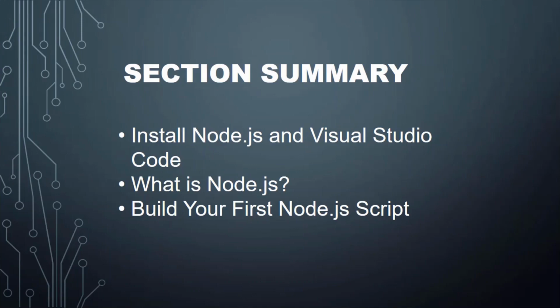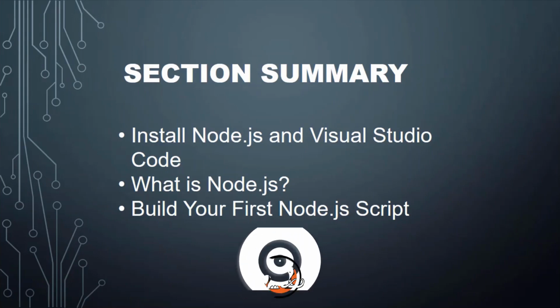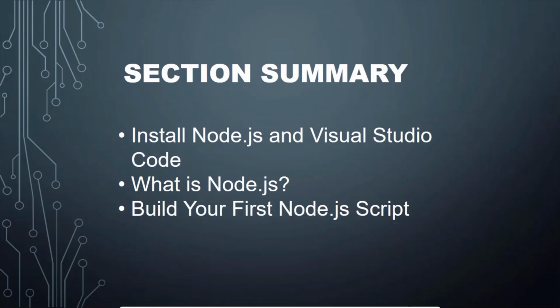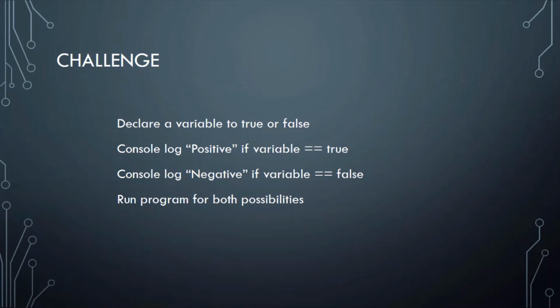Welcome back. In this section, we set up our Node environment, we installed VS Code, and we learned the basics of Node and what it really is. We also ran a very simple Node script to peek into it. As a challenge to get used to coding with JavaScript in the Node environment, try creating a Node app that can console log positive if a variable is true, or negative if the variable is false. You will declare the variable by yourself and check it for both possible outcomes.